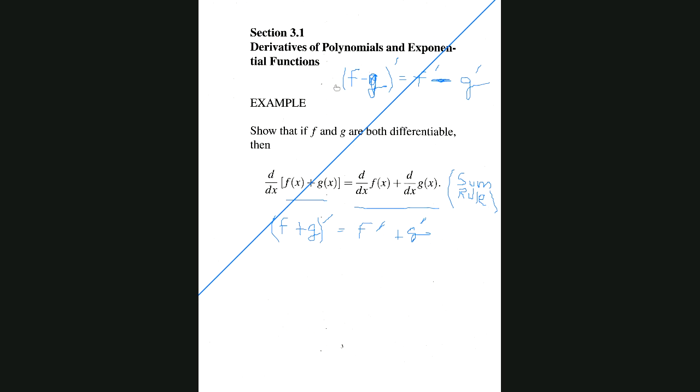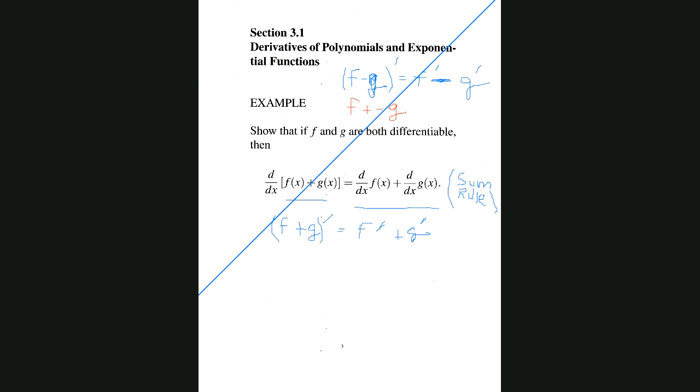But we're just going to show the sum rule, and then you can take it on faith that the difference rule would follow. And actually, it would make sense because f minus g, remember, you can write as f plus a negative g. So essentially, the difference of two functions can always be written as the sum of two functions, and then you can use the sum rule.